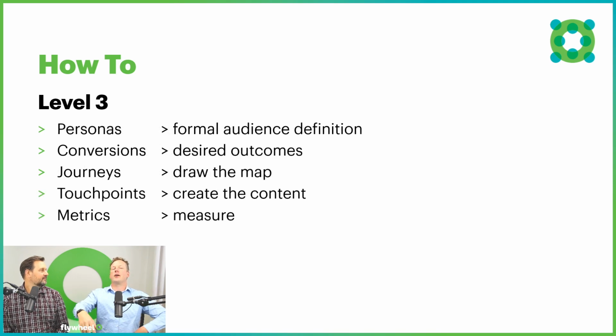And then level 3 is where you really accelerate and you lean in, and you've got all of this structure and formality around it. It doesn't have to be arduous or bureaucratic, but you have formal audience definitions created as proper personas. You know exactly what the desired outcome is going to be and what conversions you want to try and encourage. You've defined that journey that somebody wants to go through in order to get to that point. The touch points and the content are what are going to influence people along that path, and your metrics and your measurement are set up specifically for each one of those journeys, those funnels.